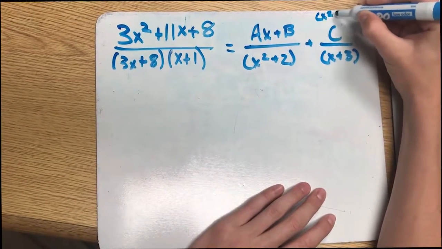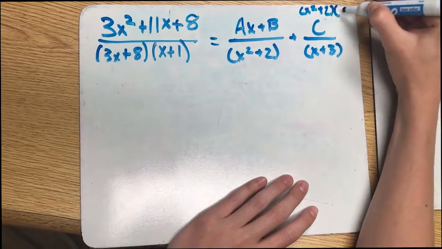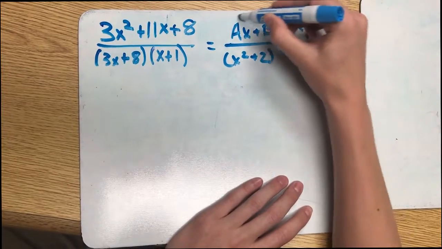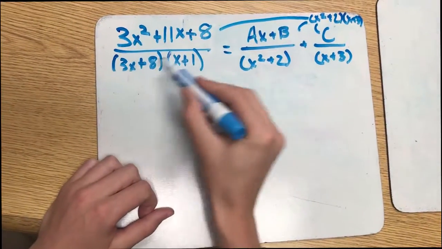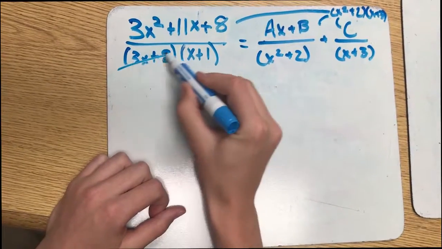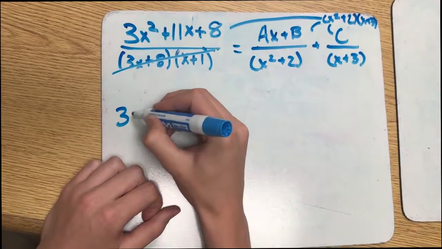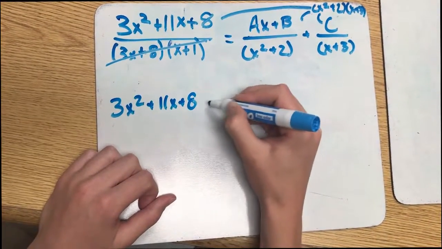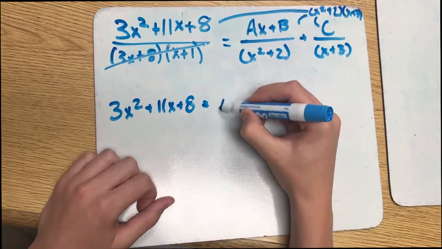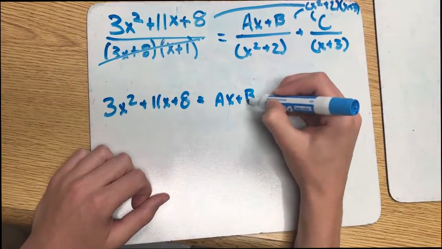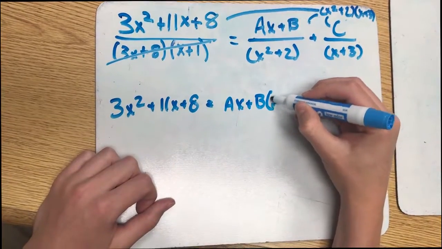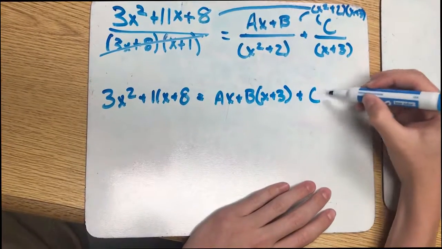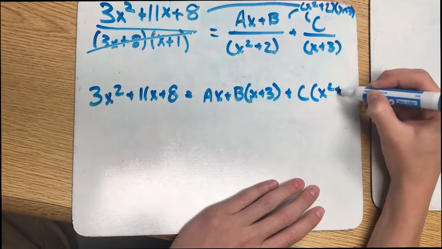The next step that we have to do is multiply by the common denominator for everything. So first we have to distribute it into c, ax plus b, and the entire thing. The denominator cancels with the common factor on the left side, leaving just 3x squared plus 11x plus 8, while for ax plus b is going to be ax plus b times x plus 3, and c is going to be c times x squared plus 2.